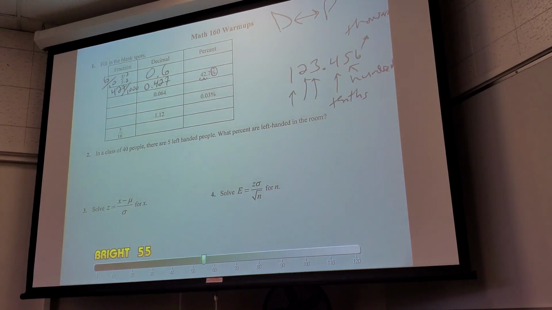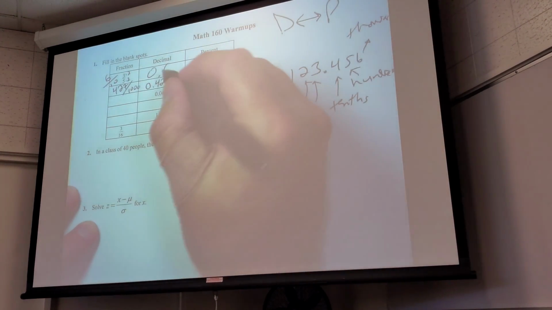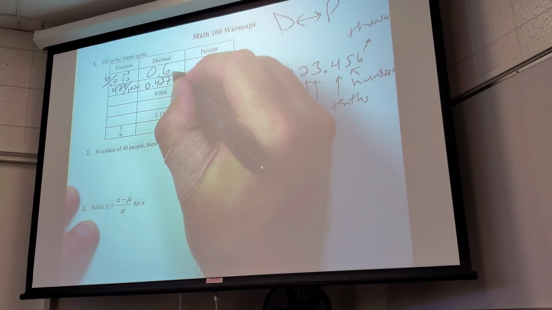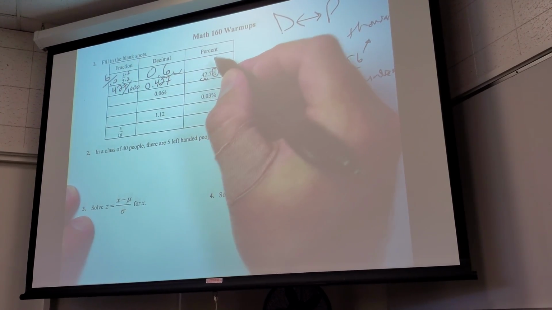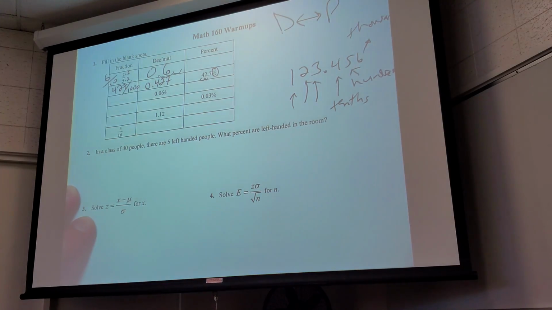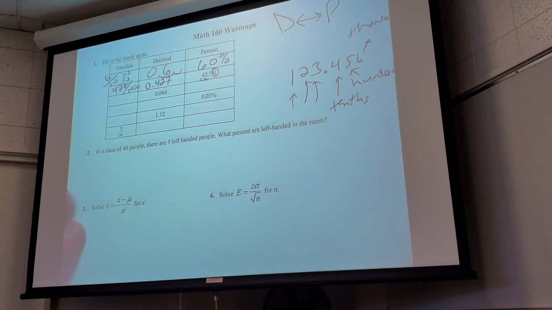Trying to write this down. And then how do I make that into a percent? Multiply it by 100. Move it over two places to the right, so multiply by 100. 60%. I like it.